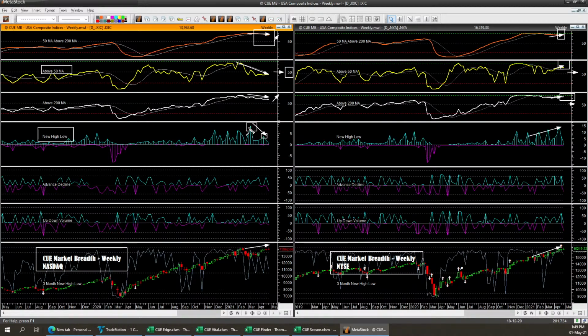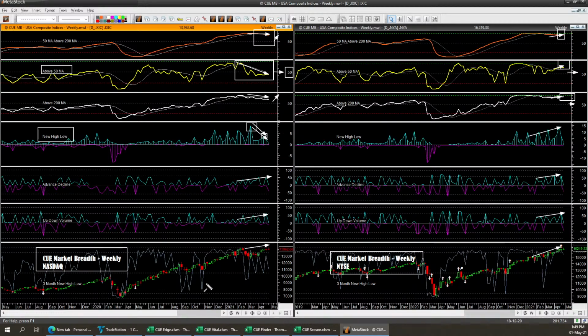So we can see the weakness in Nasdaq from two angles. One is the percentage of stocks above 50 MA is much lower, and we have a bearish divergence in percentage of stocks making new highs. The advance decline and up-down volume are not showing any bearish divergence. They are continuing to go up.